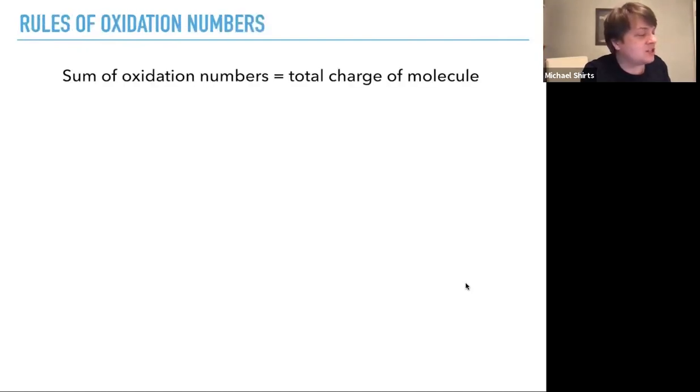So, the rules of oxidation numbers. The sum of oxidation numbers is equal to the total charge of the molecule. We know that the charge of the molecule will be due to an imbalance of electrons. So the total imbalance between atoms has to be equal to the total charge. The oxidation numbers measure excesses or deficits of electrons, and they have to equal the total charge. We'll see examples of that soon. So the total sum of oxidation numbers has to equal the charge.